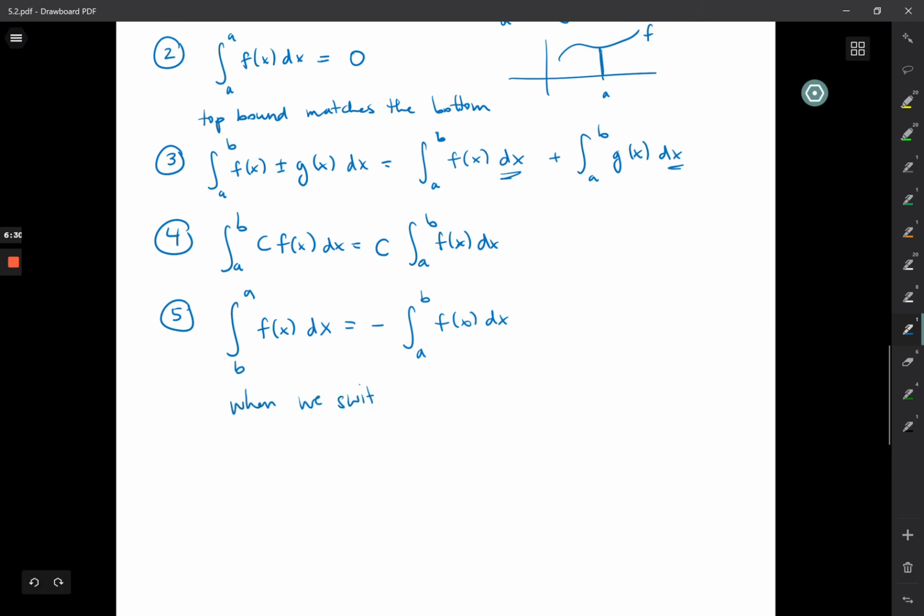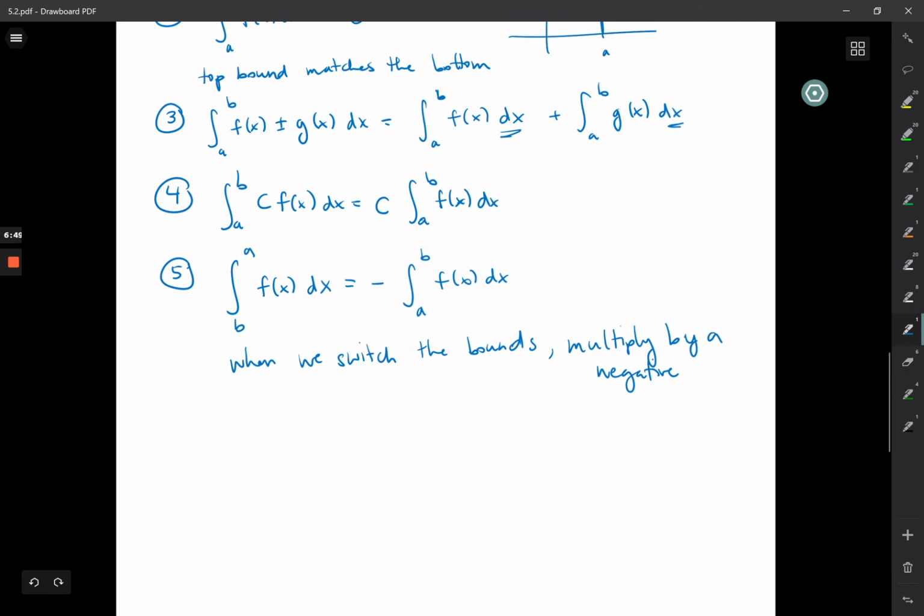The reason this works out this way is that when we switch the bounds, we just changed from b to a into a to b, we have to multiply by a negative. And the reason this works out this way, just completely ignoring that clearly either a is less than b or b is less than a, so one of these is sort of the correct orientation and one of them is not.